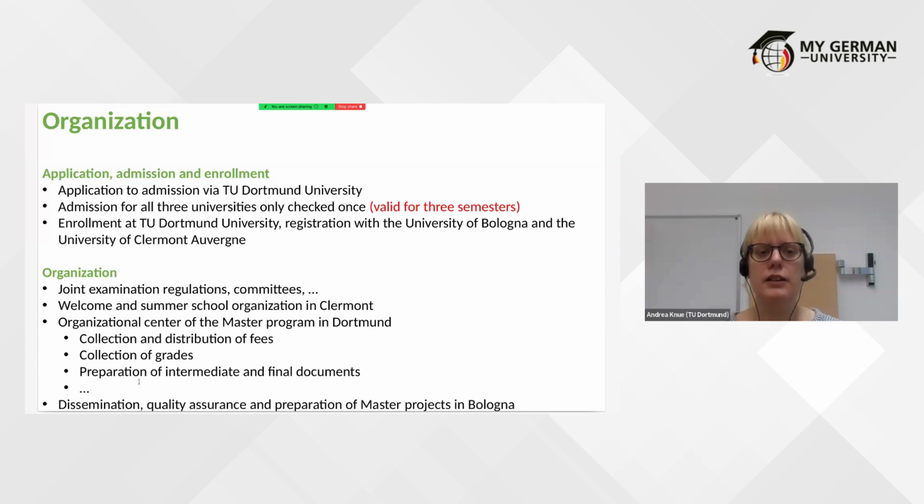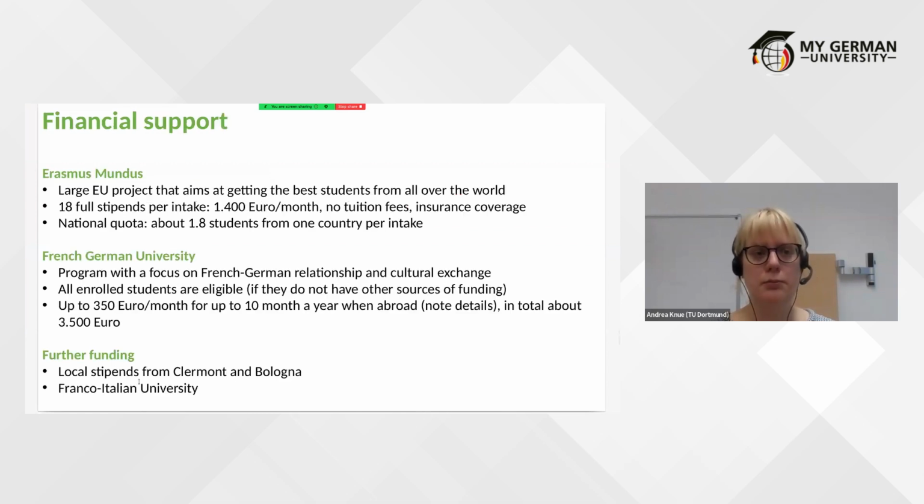And then you have to enroll at the TU Dortmund University. And then for Clermont-Ferrand and Bologna, you just have to register with the new university, which is a very light way to do it, but you will still get a card so that you have all the advantages that the other students have at the university as well. And there are some joint examination regulations and so on. So we will discuss this all between our partners in Clermont and Bologna to make it as easy as possible. And we will collect all the grades and everything so that we can then do the final grading and give you the final document at the end of the program.